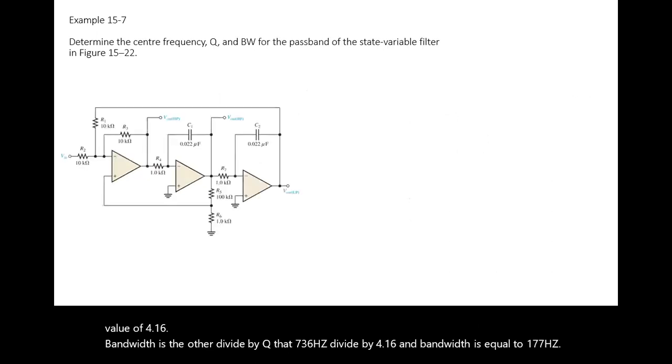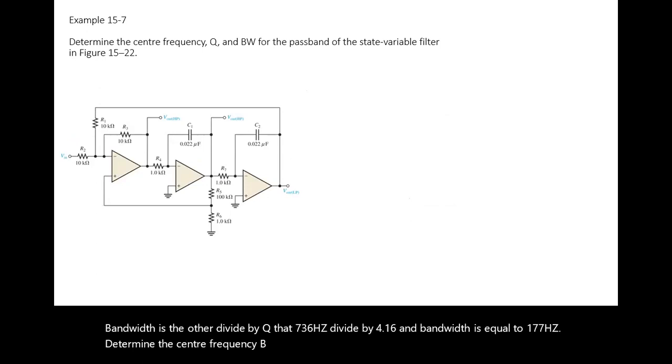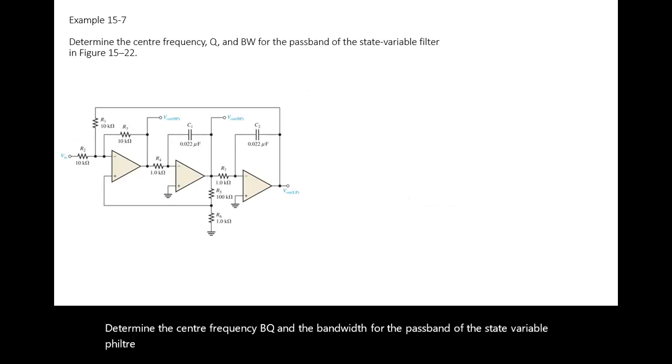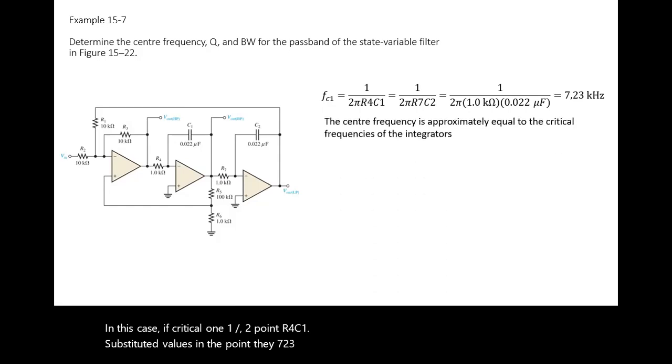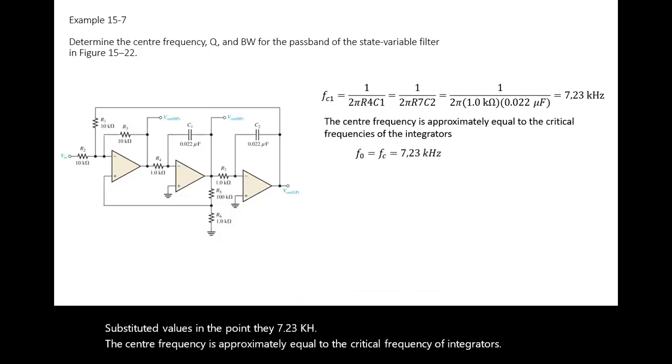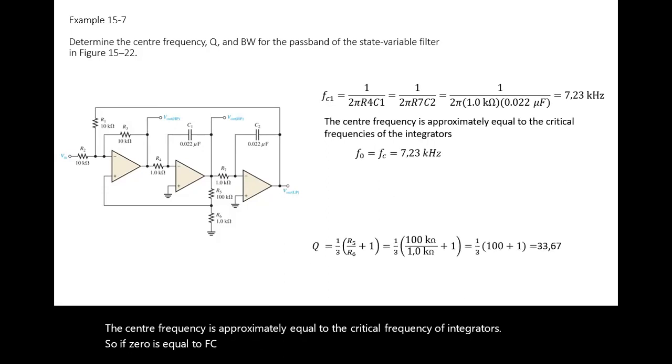Determine the center frequency, the Q, and the bandwidth for the pass band of the state variable filter in figure 15.22. In this case, F critical is 1 divided by 2 pi R4 C1. Substitute the values and you find 7.23 kilohertz. The center frequency is approximately equal to the critical frequency of the integrators. So F0 is equal to FC, which is 7.23 kilohertz.